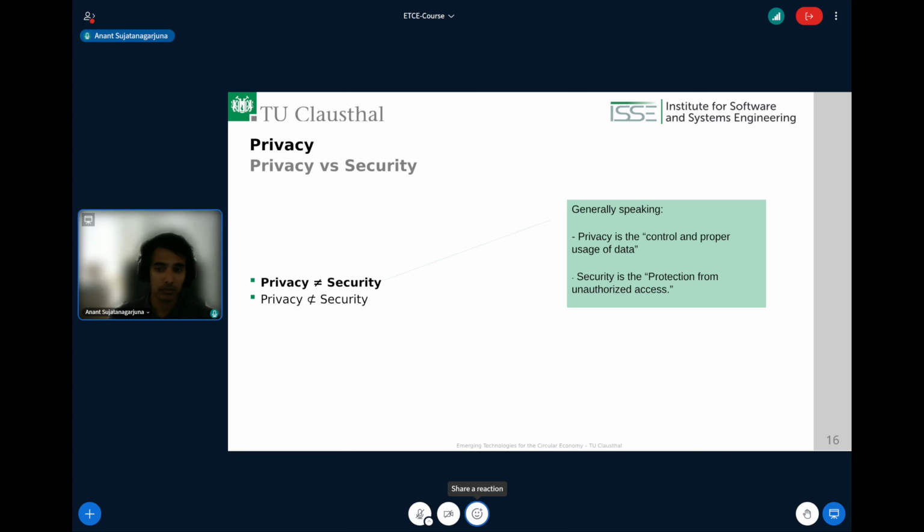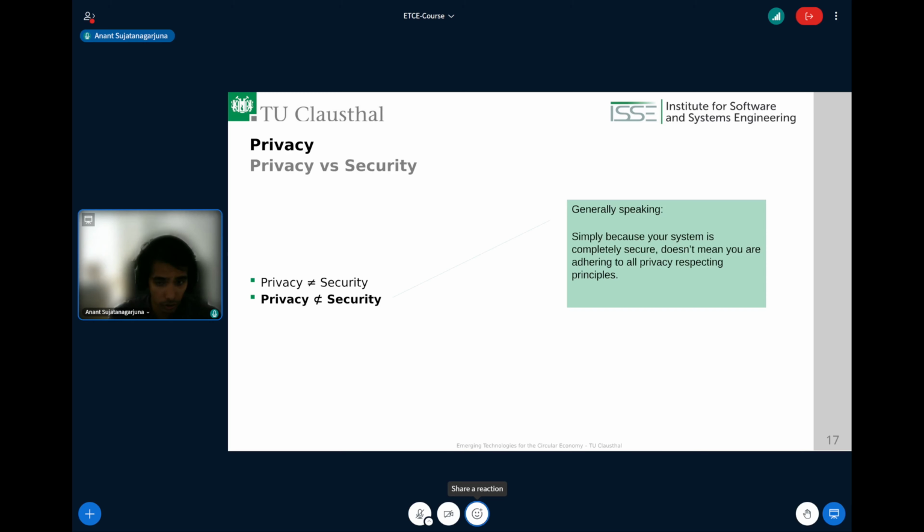Security, on the other hand, is protection from unauthorized access. It's the other side of having a secure system, and you need to have both of them to make sure that your systems are as secure as humanly possible. In general, they're not equal terms, and privacy is also not a subset of security. Just because your system is completely secure isn't the end of the story. Just because you prevented all sorts of attack vectors from any type of attacker doesn't mean that your software product, hardware product or IoT product is completely private for your end users, or that you're adhering to all the privacy-respecting principles. So you really need to take care of it.